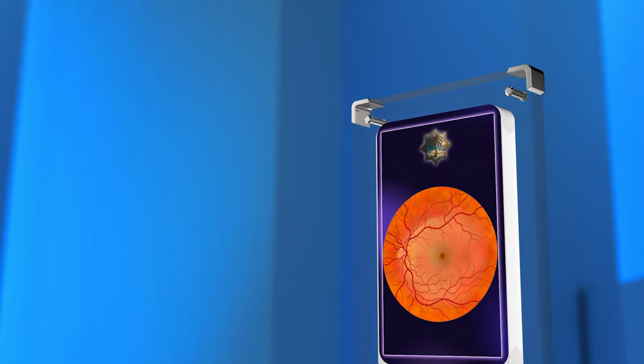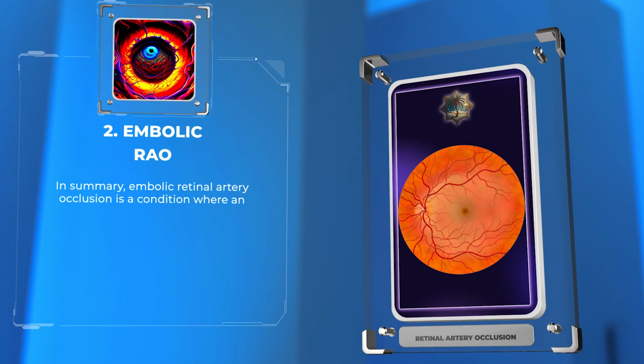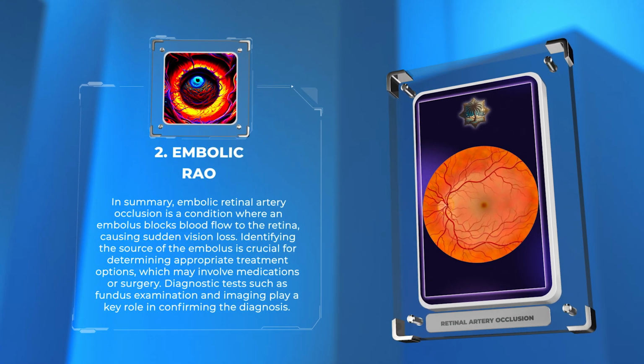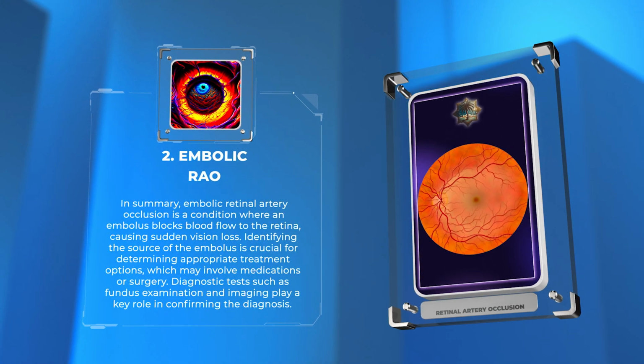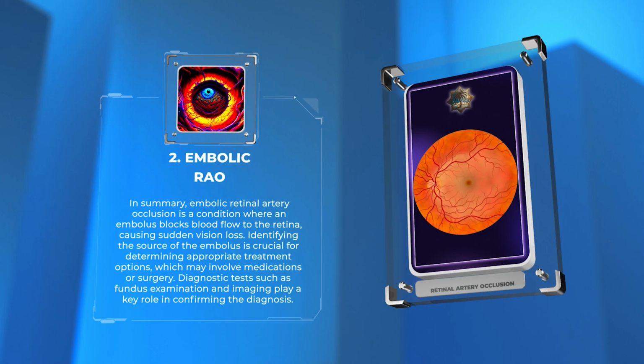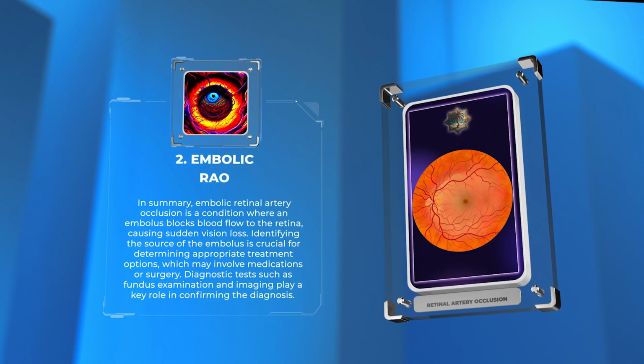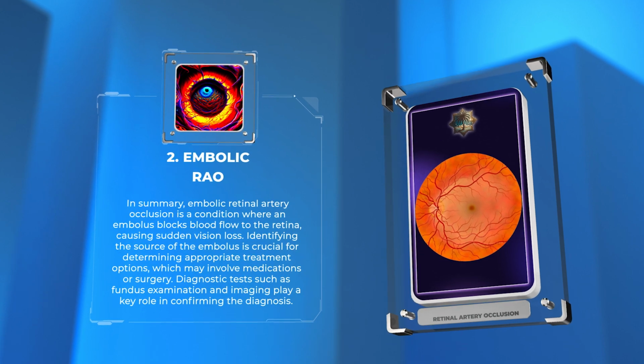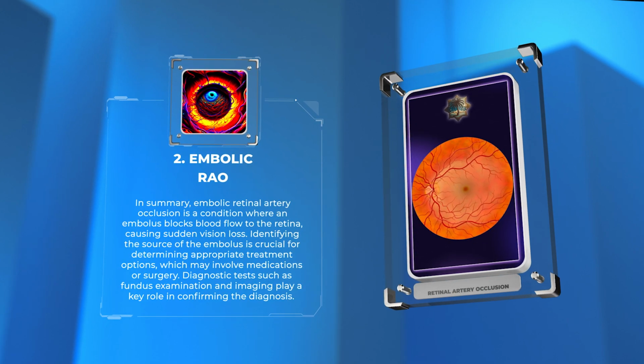In summary, embolic retinal artery occlusion is a condition where an embolus blocks blood flow to the retina, causing sudden vision loss. Identifying the source of the embolus is crucial for determining appropriate treatment options, which may involve medications or surgery. Diagnostic tests such as fundus examination and imaging play a key role in confirming the diagnosis.